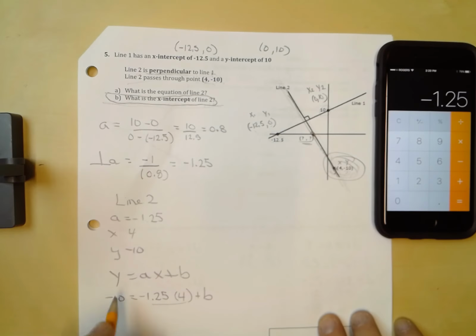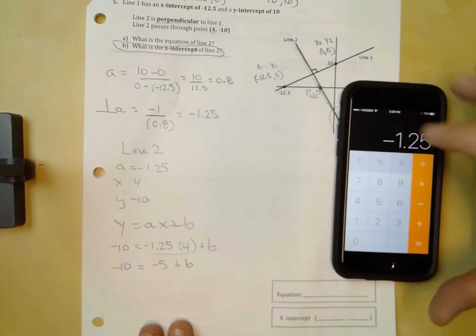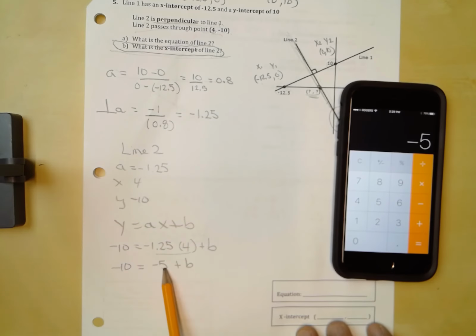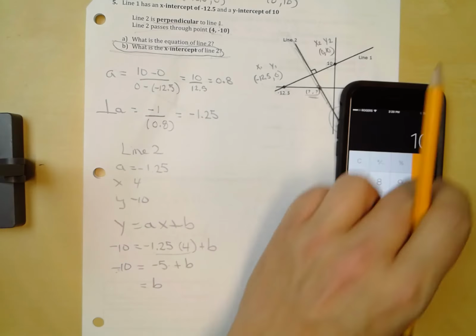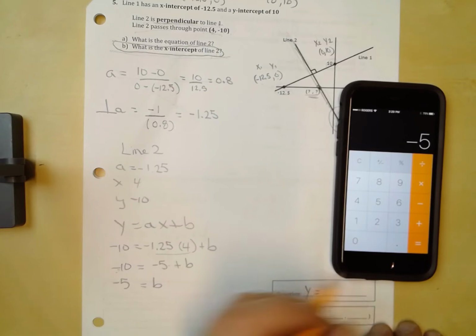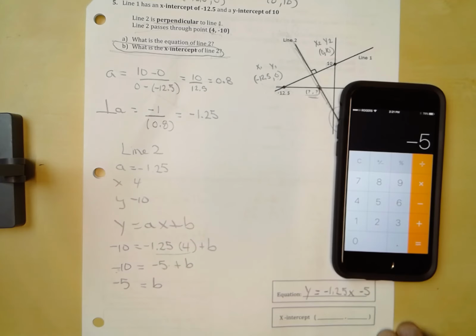So I'm going to simplify this. Negative 10 is equal to 4 times negative 1 and a quarter, or negative 1.25, is negative 5, plus b. Negative 1.25 times 4, there it is, negative 5. Remember now you've got to add the 5 to both sides. And when you add the 5 to both sides, you're going to be left with b on the right. Negative 10 plus 5 is negative 5. So you've got the equation of the line. Y equals, we said the slope was negative 1.25 x minus 5. And that's the harder part.